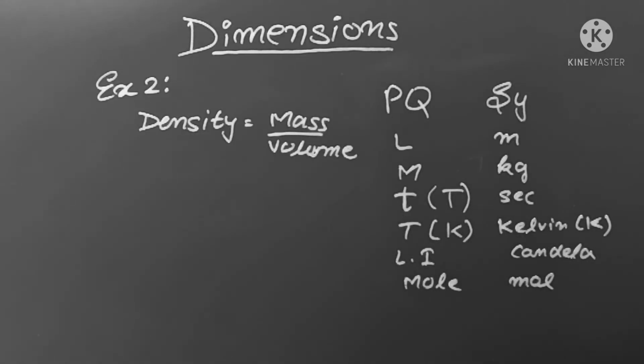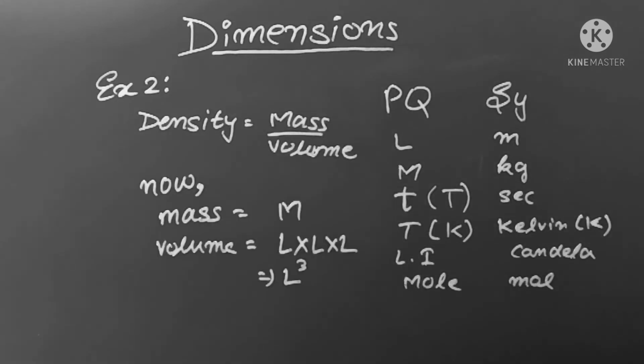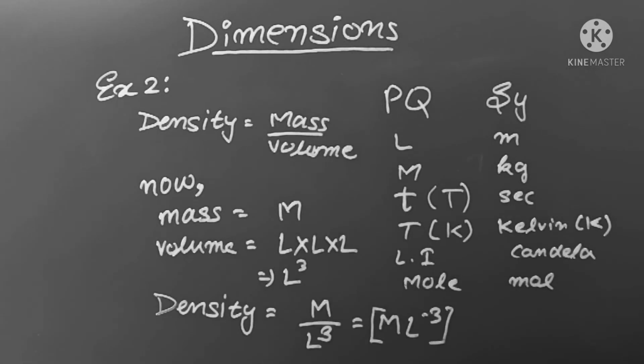Let us take another example. The formula of density is mass upon volume. So we use mass equal to M and volume equal to L into L into L, which is L cube. Now we can see that density is equal to M upon L to the power 3, which means M L to the power minus 3.